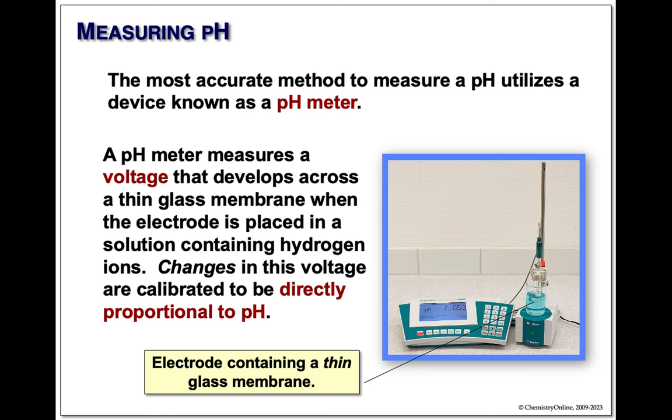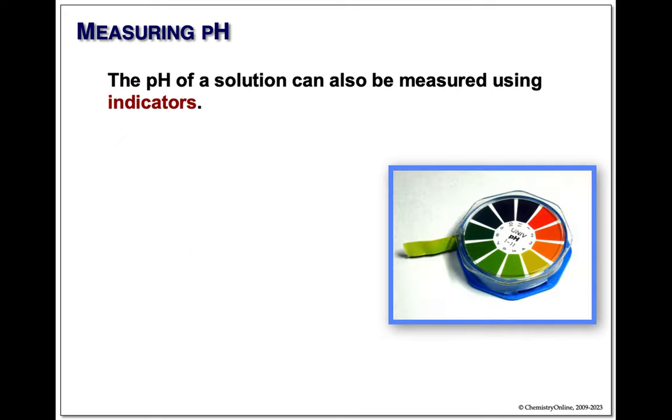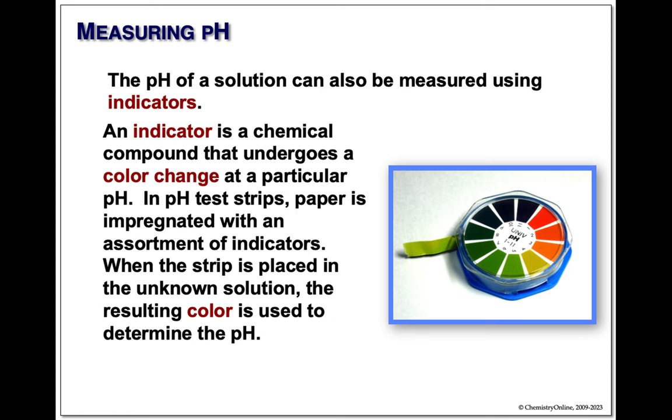So, the student grade ones that we use here actually have a huge plastic shield around it. It makes it less accurate, whatever. But in general, you're never going to use one of these, because breaking it is still going to be $200 a shot. Instead, you will use something called pH paper.